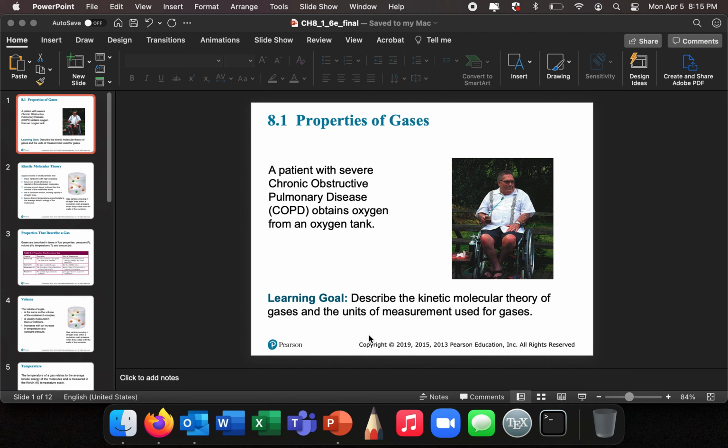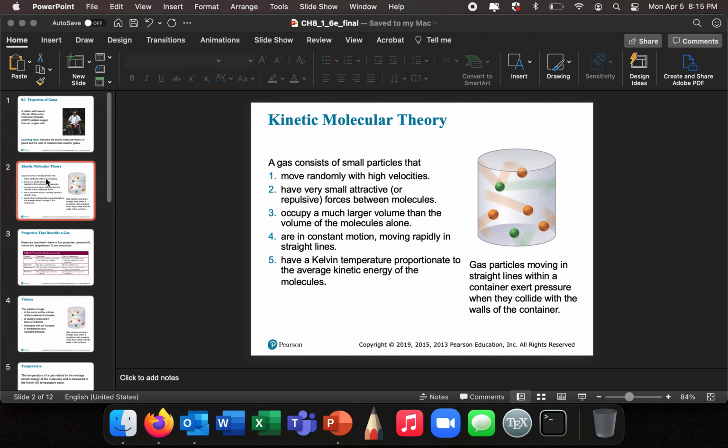Okay, so we're going to get into Chapter 8 now, and the topic of Chapter 8 is gases. So we're going to set a foundation for our discussion of gases by discussing the kinetic molecular theory of gases.